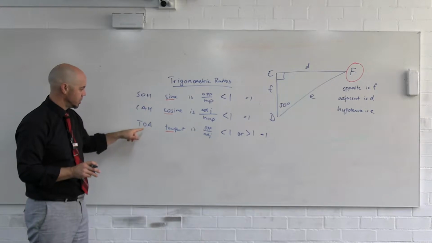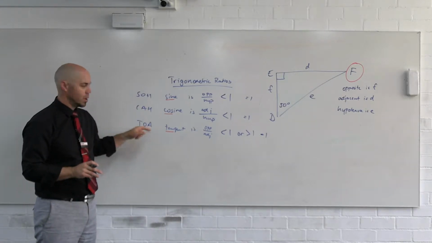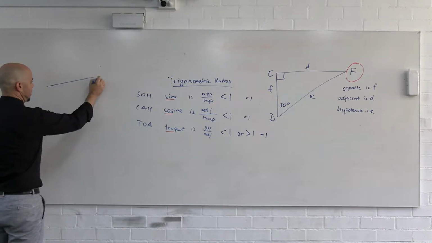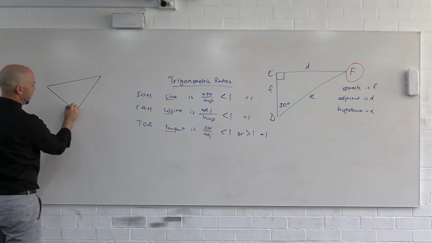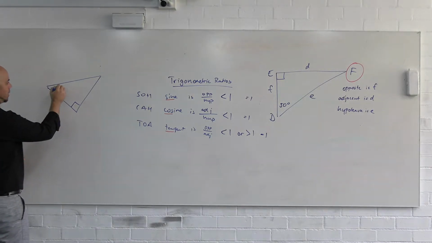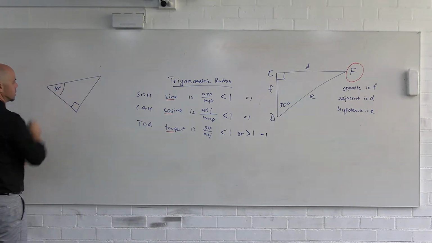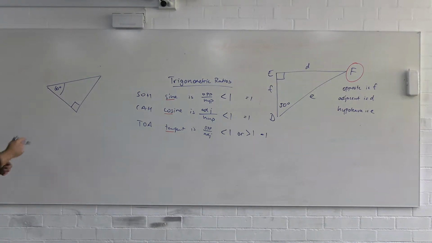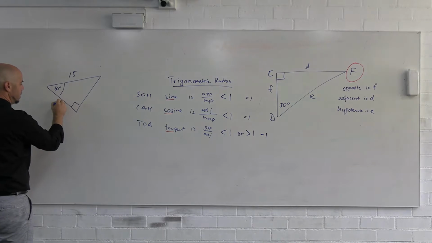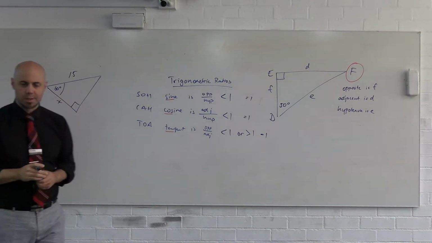Hypotenuse, tan ratio, opposite over adjacent. How do we actually use those? So we have something like this now. We have a right angle triangle, a little bit dodgy, that's okay. I've got an angle here that is 60 degrees, and I've got this side is 15, and I want to work out what this side is here.